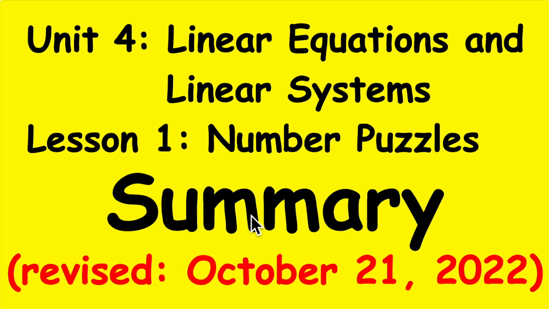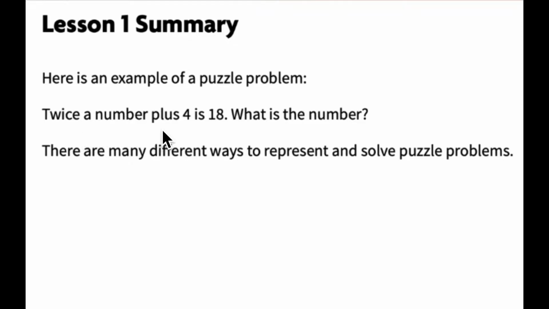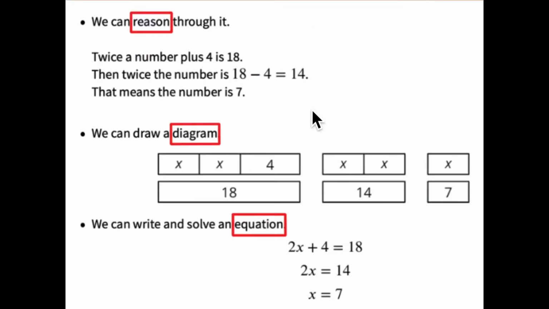This is a revision of the summary for Lesson 1, Number Puzzles, from Unit 4, Linear Equations and Linear Systems. This puzzle, twice a number plus 4 is 18, so what is the number, can be solved in several ways. You can reason through the problem, you can make a diagram of the problem, or you can write an equation of the problem. Each way is a method to get to this solution. In this case, the number is 7. So the answer, or x, is 7, and down here, x is 7.